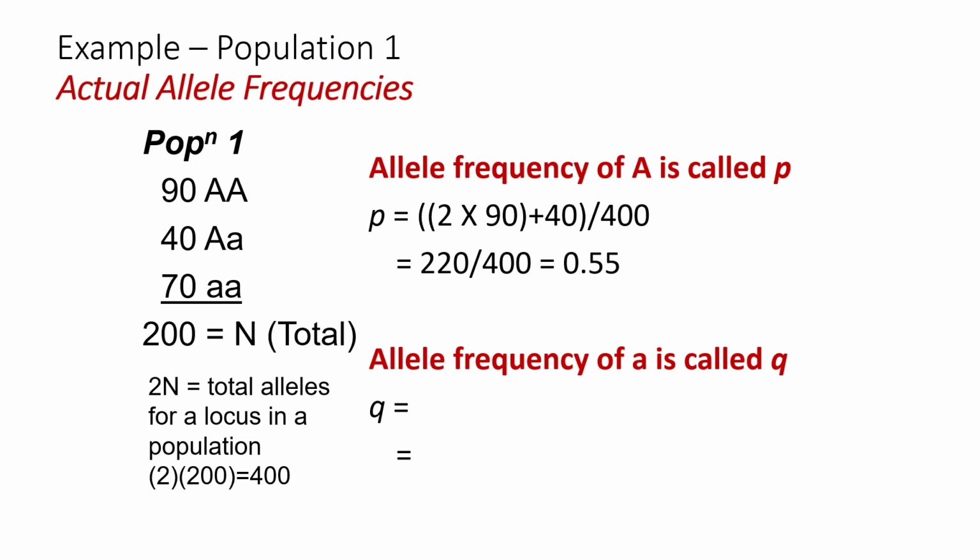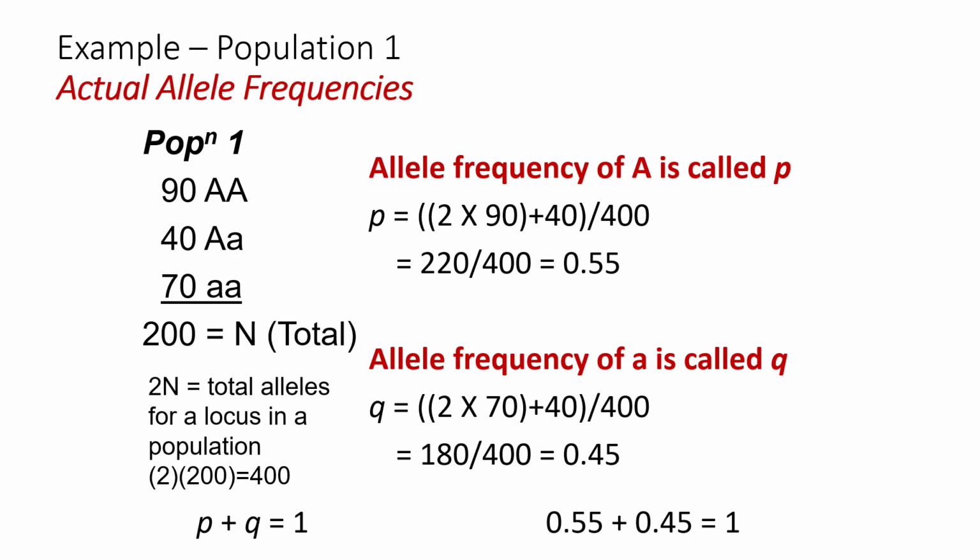The allele frequency of the recessive one is going to be Q, and that's going to be equal to 2 times 70, because each homozygous recessive individual has 2 copies of the recessive allele, plus 40, because each heterozygote has 1 copy of the recessive allele, divided by 400 total alleles in the population, and that's going to be 0.45. We're going to check our math here. P plus Q has to equal 1. 0.55 plus 0.45 equals 1.